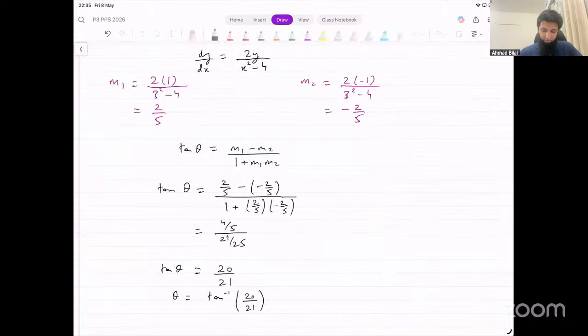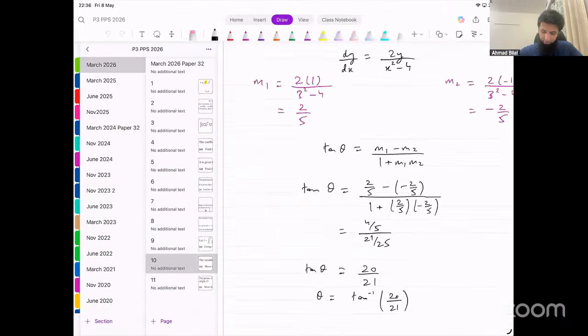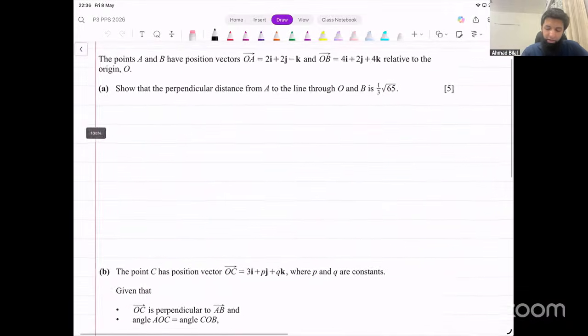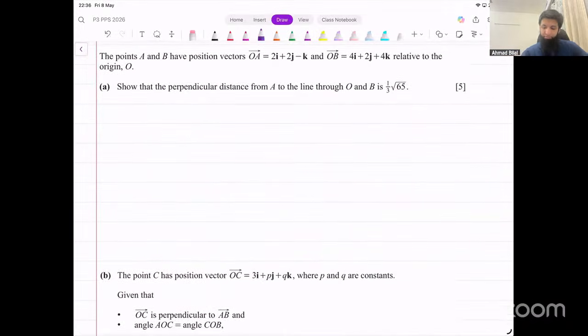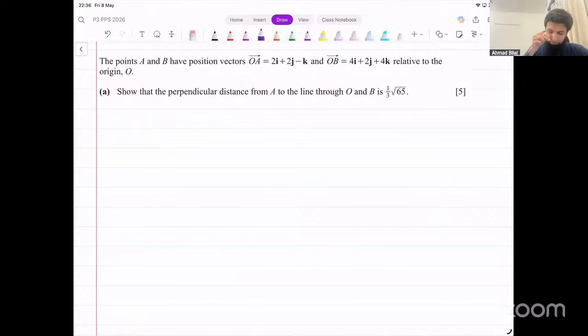Question number 11. We haven't seen vectors until now, so that's vectors. Okay, question number 11. Let's do this now. Points A and B have position vectors these. Show that the perpendicular distance from A to the line through O and B is this. Now that's a standard question.